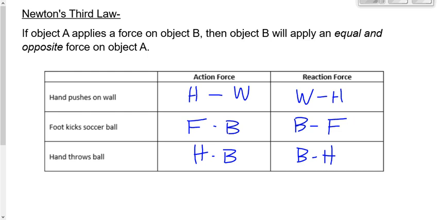Now, explain this one to me. Why is it that if I'm standing right here on the floor in the classroom, and I throw a ball forward with a certain force of 20 newtons, let's say, the ball pushes back on me with 20 newtons. The ball goes forward. Why don't I go back?